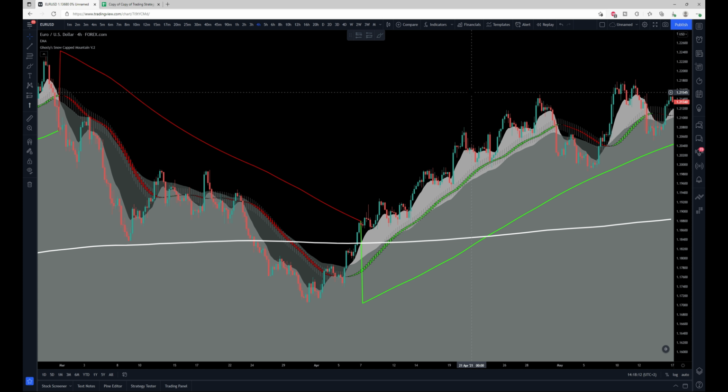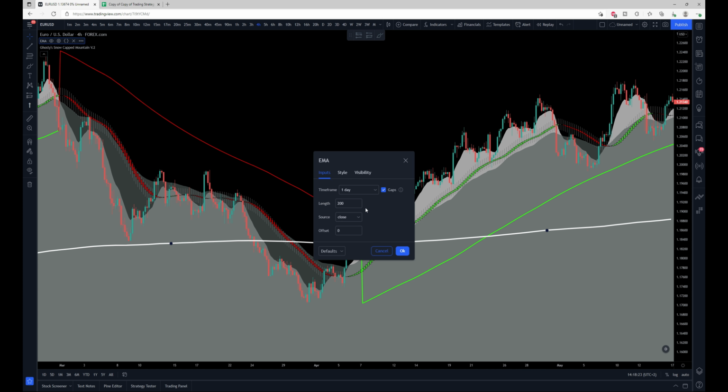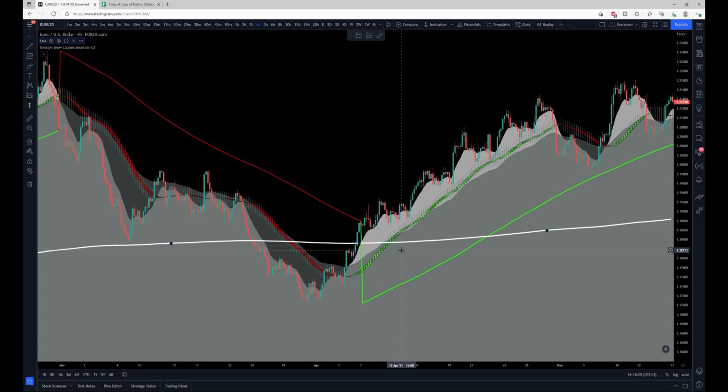So here I am on the 4-hour time frame with just the Ghosty Snow-Capped Mountain V2 indicator and a daily time frame 200 exponential moving average. It's the daily time frame 200 EMA because it's the main trend direction indicator. I'm only going to be taking long signals when price is over the daily 200 EMA and only shorts when price is under the daily 200 EMA.